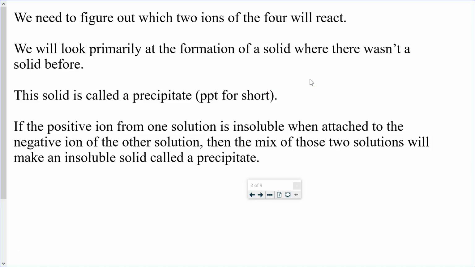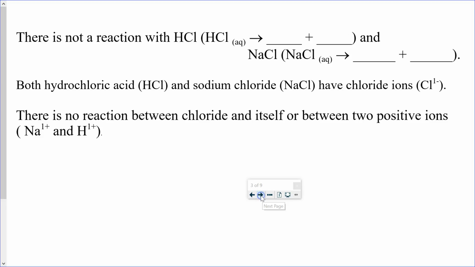Okay, so if a positive ion from one solution is insoluble, meaning not going to dissolve, when attached to the negative ion of another solution, then the mix of those 2 solutions will make an insoluble solid called a precipitate. That's really the bulk of what this lab's going to be: we're going to be mixing unknown solutions together and observing whether or not a precipitate actually forms.